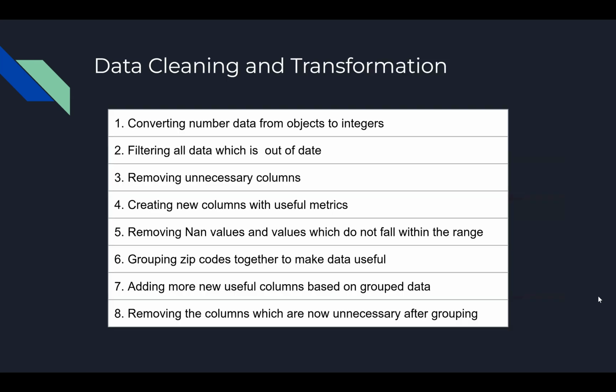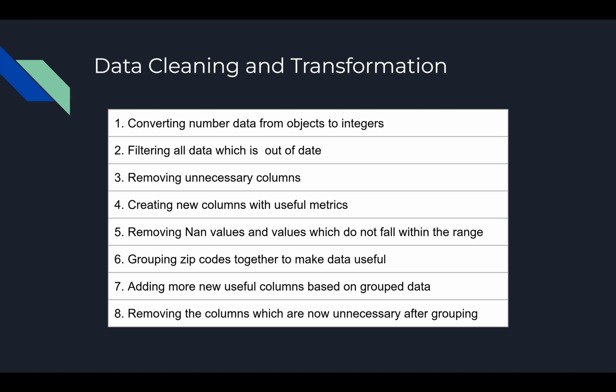So then for my data cleaning and transformation, I first started out by converting a lot of the number data from objects to integers, and I had to do a little bit of cleaning, getting rid of the commas inside of them so I could get them to numeric things. I had to filter out data which was out of date because there was a lot of stuff going back to like 1992 in those California tax records, and I only cared about the most recent stuff. I had to remove some unnecessary columns like latitude and longitude. There's no real use for those in this case.